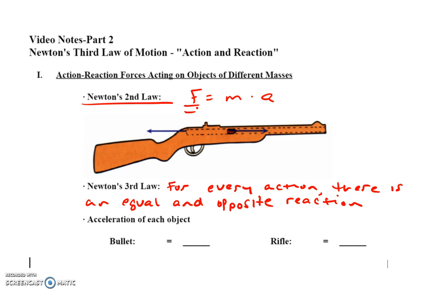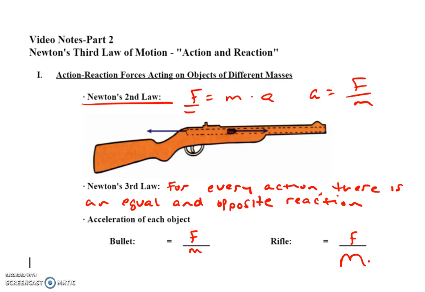And because the masses are different, the accelerations are going to be different. So if we look at Newton's second law and we manipulate it to solve for acceleration, acceleration equals force divided by mass. Now in that equation, and with an action-reaction force pair, the force is the same. So this value here and this value here are going to be the same for the bullet and the rifle. But the mass of the bullet is different than the mass of the rifle. The mass of the bullet is very small relative to the mass of the rifle, which is very big.